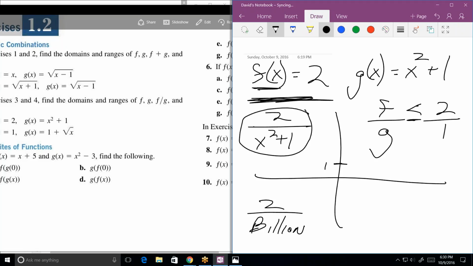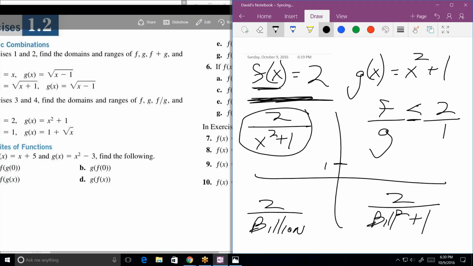Now that was how big it can be. How small can it be? What if x is a billion? You have 2 over a billion squared plus 1. What kind of number is that? A tiny number or a big number? If it's being divided, it would be a small number. Yeah, it's a very tiny number.